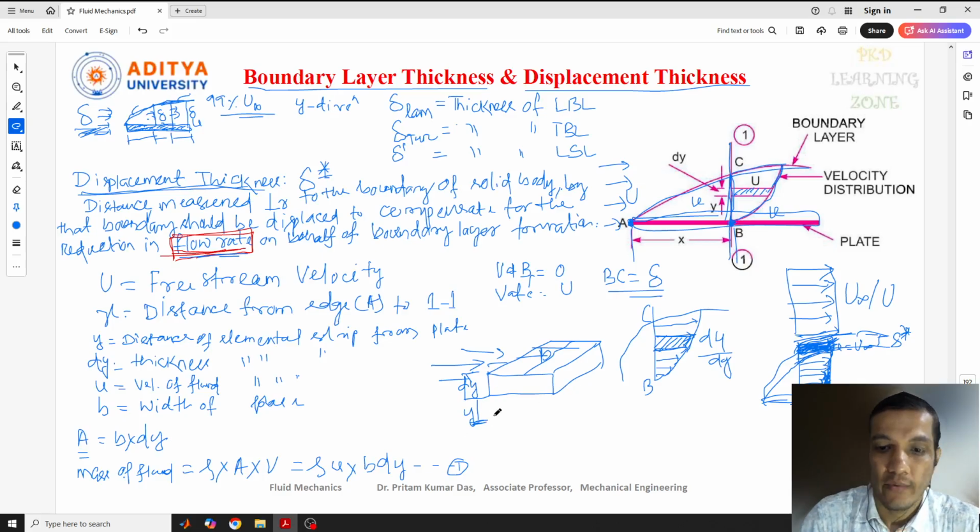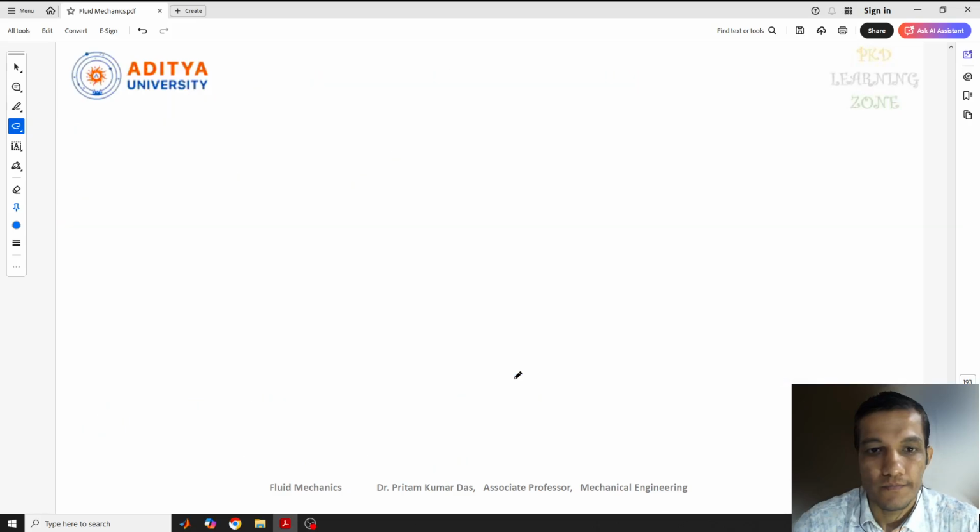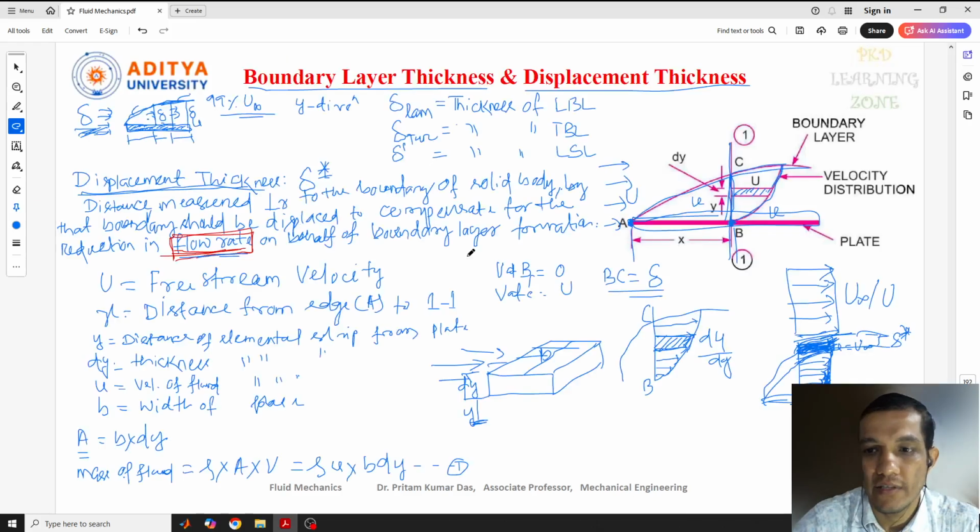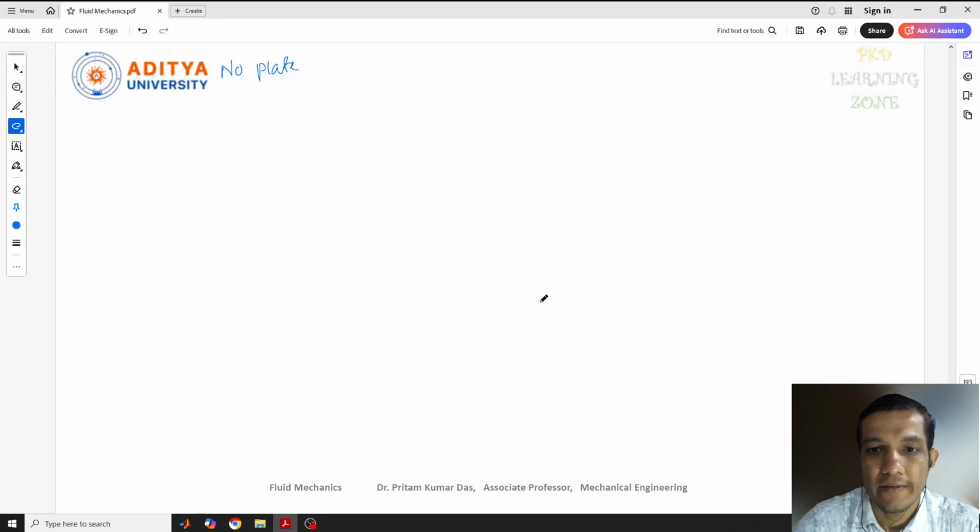Now suppose I consider another condition. Let's consider there is no plate present. So no plate is present, let me show you here. Then what about the velocity of the fluid flow? When there is no plate present, the fluid should flow with a constant velocity. So with no plate, the velocity should be considered capital U, or we can consider U infinity, whatever we choose.